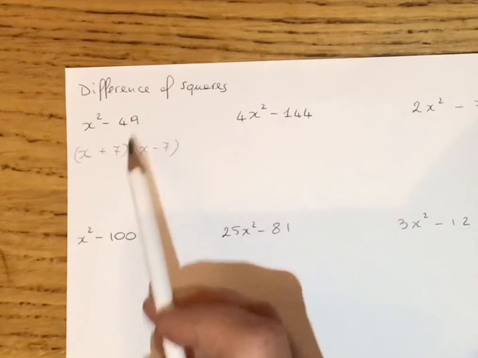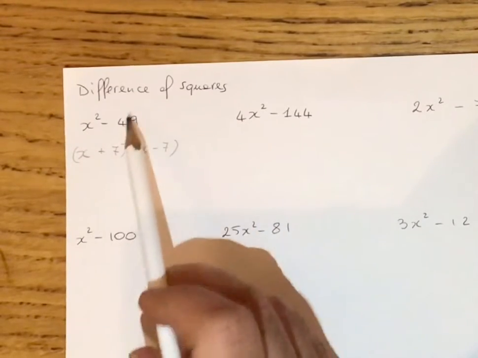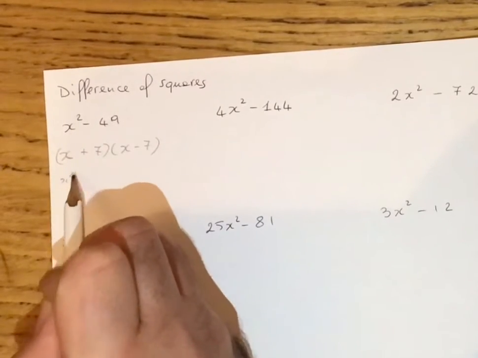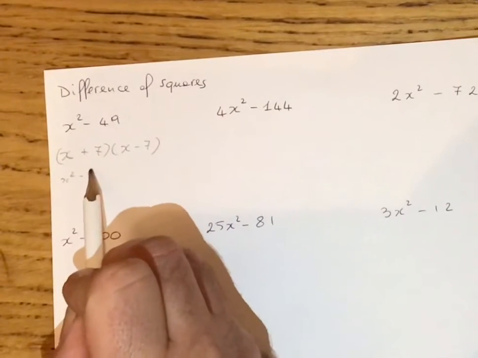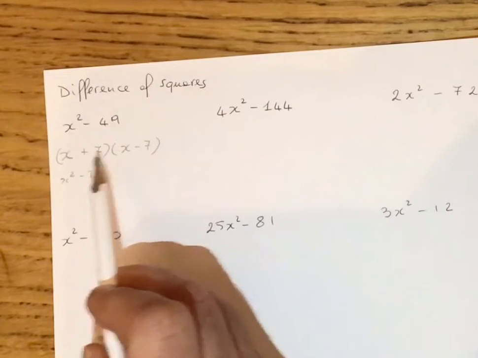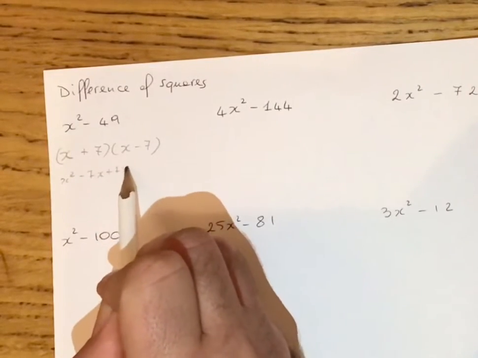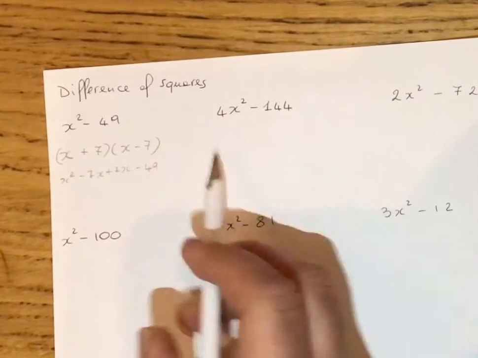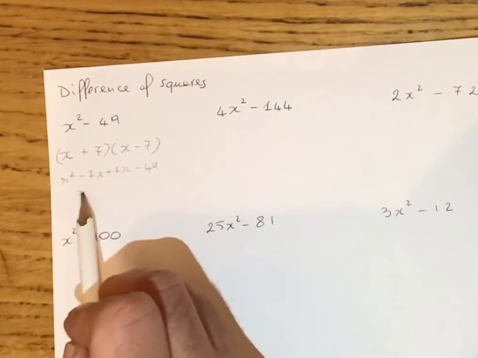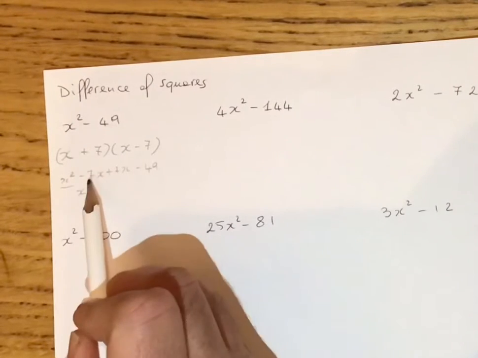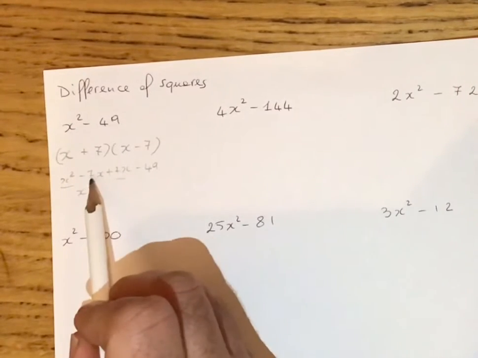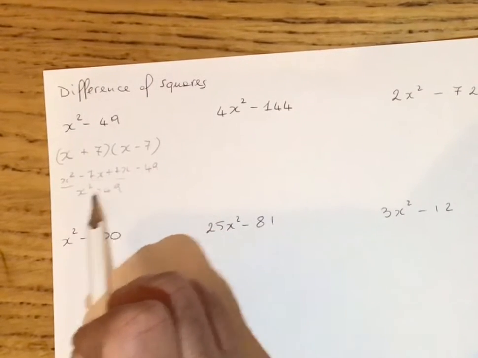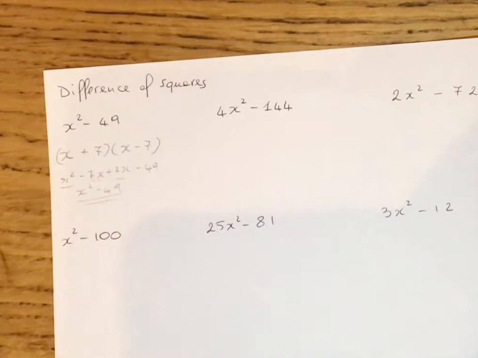Again, you can check to go back to this. So x times x is x squared, x times minus 7 is minus 7x. Positive 7 times x is positive 7x. Positive 7 times negative 7 is minus 49. So x squared is the only one with a square. The two x terms cancel each other because minus 7x plus 7x cancel each other, leaving minus 49. So that's a proof that that is correct.